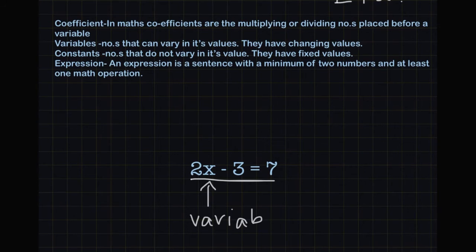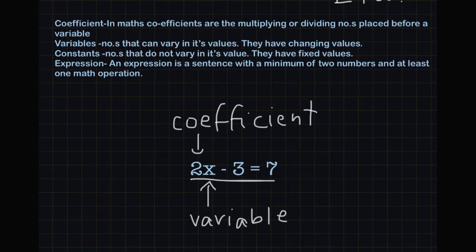Now let's find the coefficient. Coefficients are the multiplying or dividing numbers placed before a variable. So the coefficient here is 2. As you can see, 2 is placed just before the variable, that is x, and it multiplies the variable. Note that 2x means 2 into x.